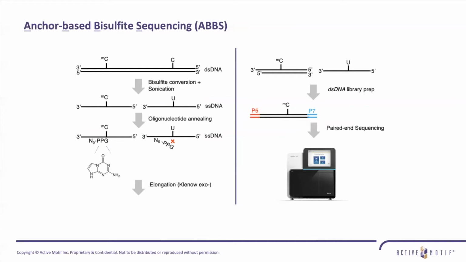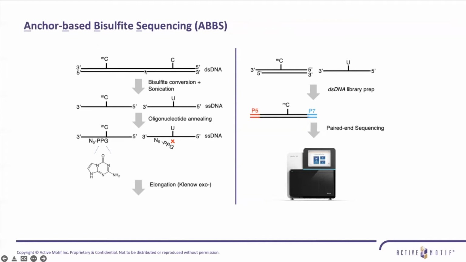So in order to find the best of both worlds, between an enrichment approach and a bisulfite approach, we developed what we call anchor-based bisulfite sequencing, or ABBS. The protocol is as follows. We start with double-stranded DNA, and in this example we have a methylated locus on the left-hand side and an unmethylated locus on the right-hand side. And we simplify by saying there's only one cytosine, just for the example.